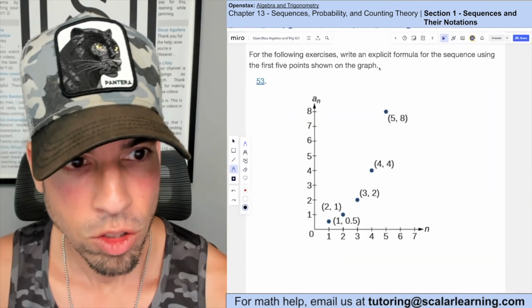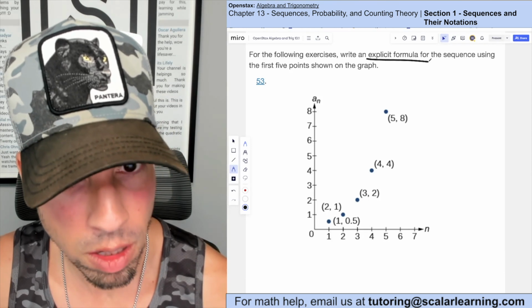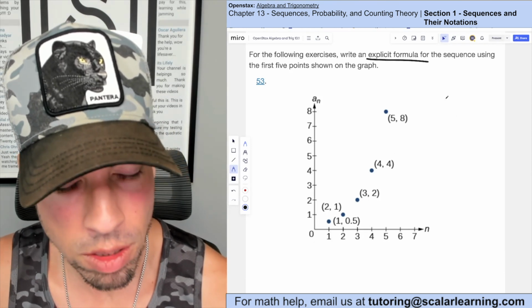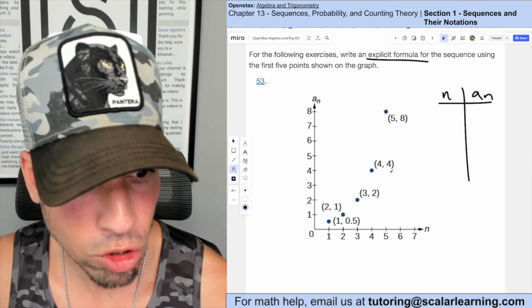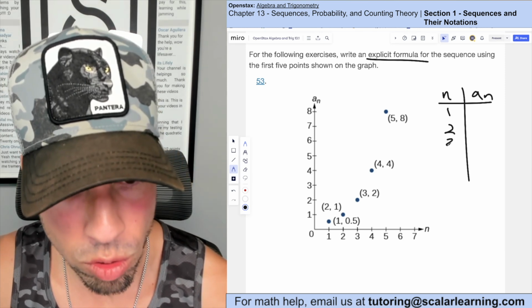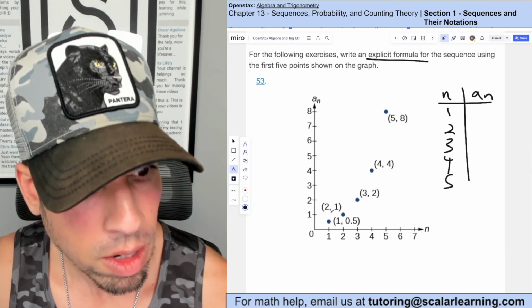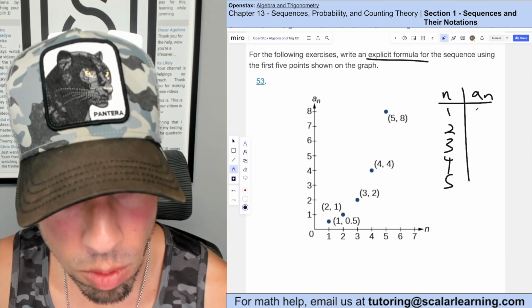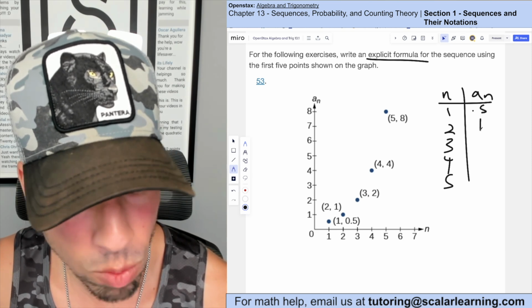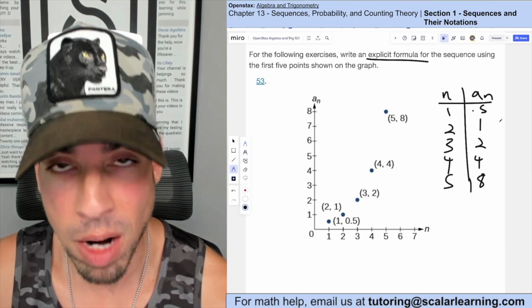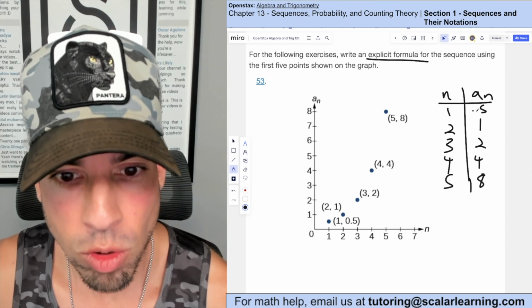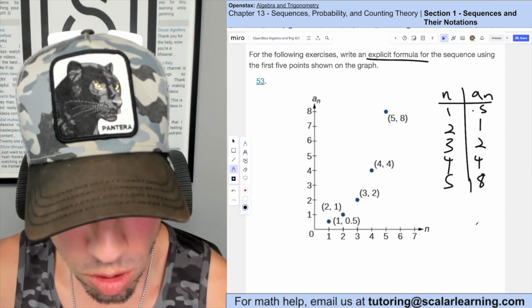Done. So for this one, it says write an explicit formula based on these 5 points. So let's write this out in the table with n and a sub n for the term. So we've got 1, 2, 3, 4, and 5. And of course, we've got 0.5, which is a half. Then we got 1, 2, then 4, then 8. So what this looks like to me is powers of 2. 2 to the -1 is 1/2. 2 to the 0th is 1, so on and so forth.